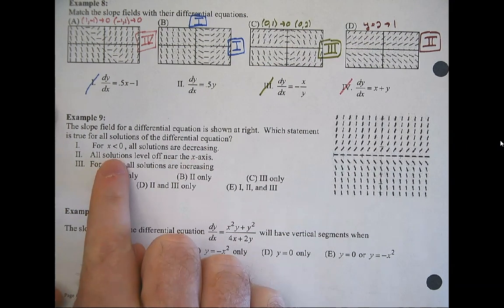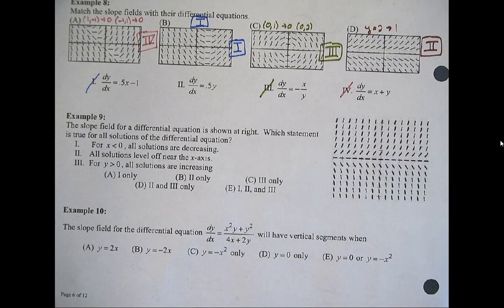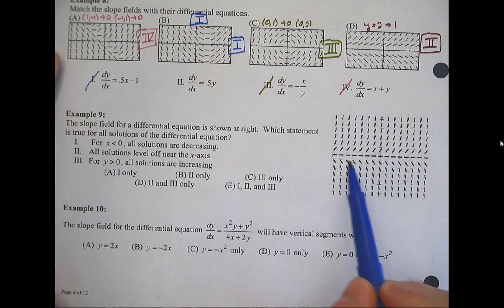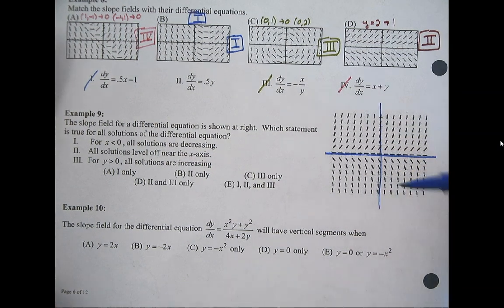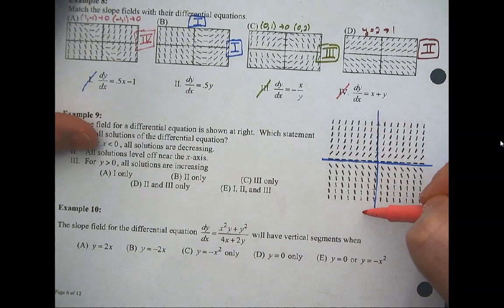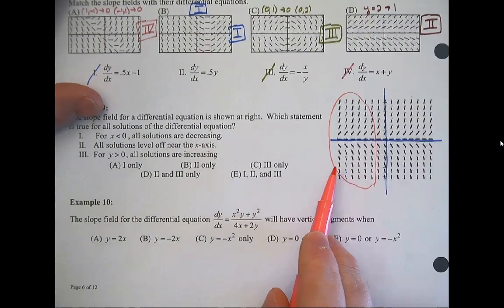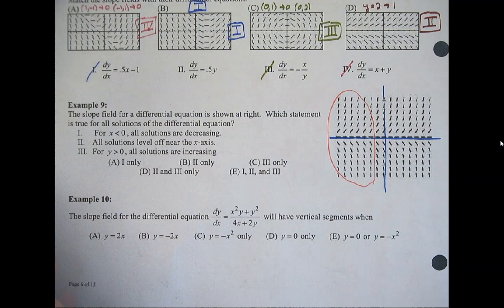For x less than 0, all the solutions are decreasing. So if you circle everything that has an x value that's less than 0, I'm going to get a different color to highlight where the actual x and y are. This is the x-axis. This is the y-axis. Didn't do a great job highlighting, but you get the idea. For all x's that are less than 0 over here, all solutions are decreasing. Are every one of these slopes negative? Well, no, obviously not, right? So that can't be true.